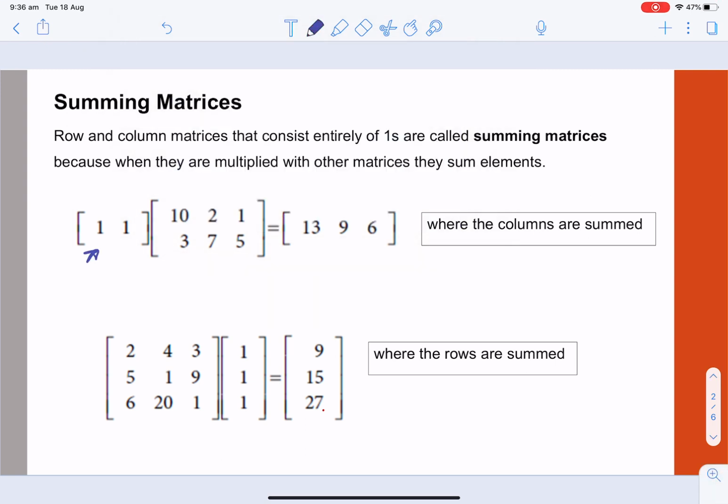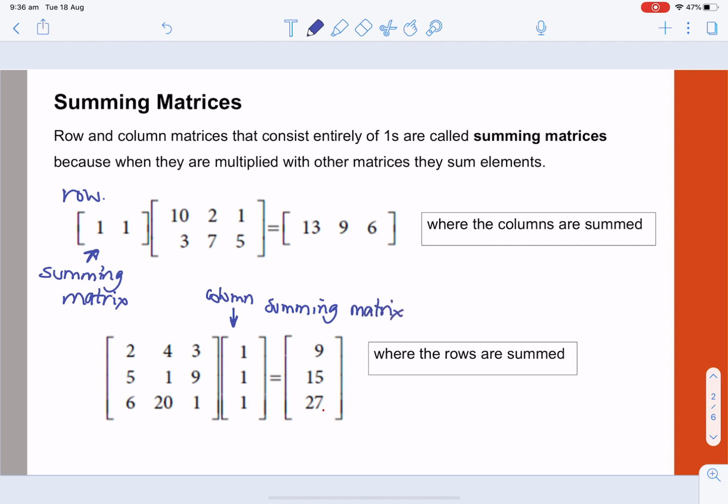This guy here is a row. As you can see, it's a row because it's only got one row, so it's a row matrix. Row summing matrix. And this guy here is a column summing matrix. It's got one column, a few rows, but one column. From 7.1, we learnt that one row and a lot of columns means it's a row matrix. One column and a lot of rows means it's a column matrix. Yep. One row is a row matrix, one column is a column matrix.